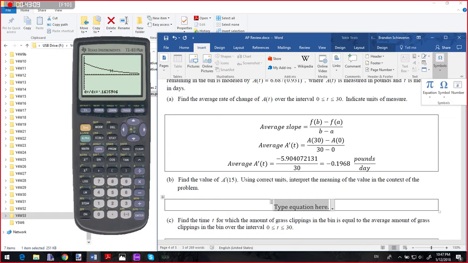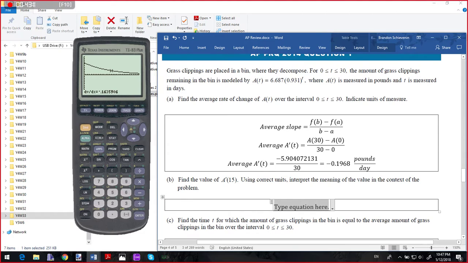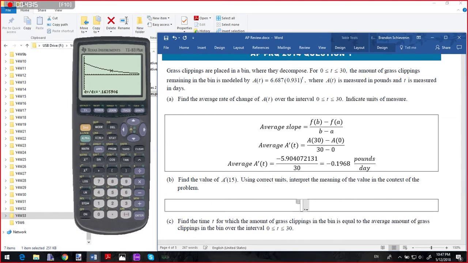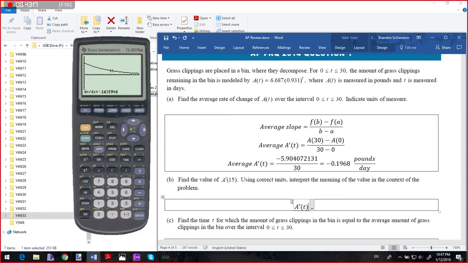So there actually isn't any work for this since we have a graphing calculator available to us in the no calculator section. So I can just start typing right away. My A prime at t is equal to negative 0.1636. But then I need units and an interpretation of the meaning.